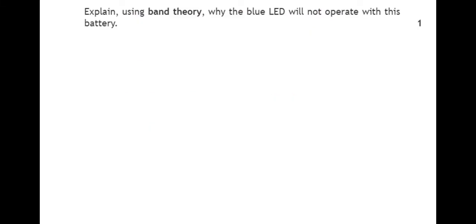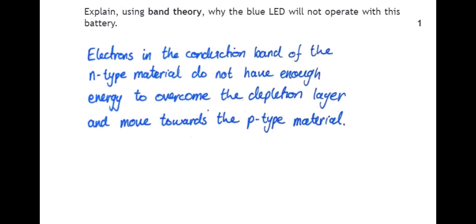So, explain using band theory why the blue LED will not operate with this battery. I wrote that the electrons in the conduction band of the N-type material do not have enough energy to overcome the depletion layer and move towards the P-type material. However, they would in the red LED because the red LED requires less energy because the band gap is smaller.